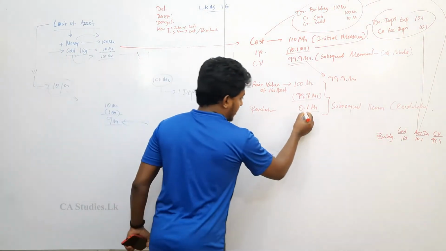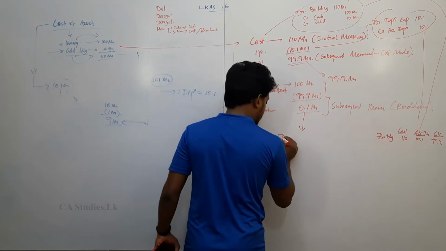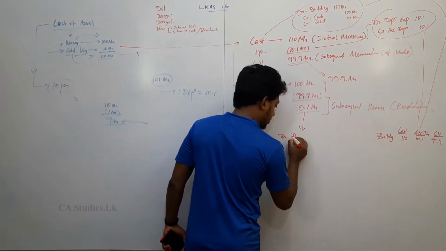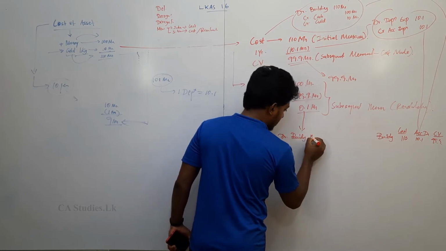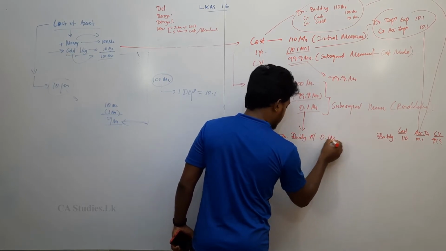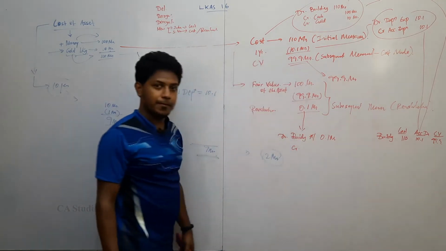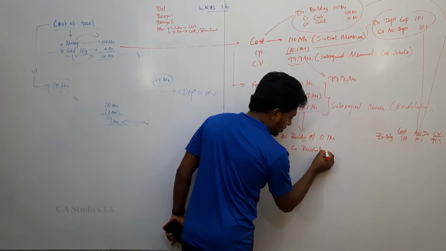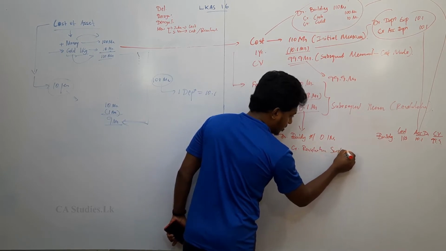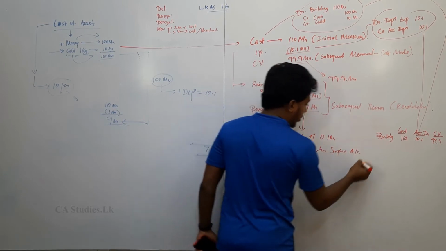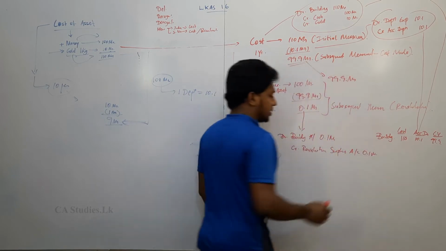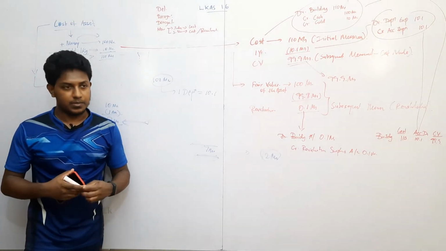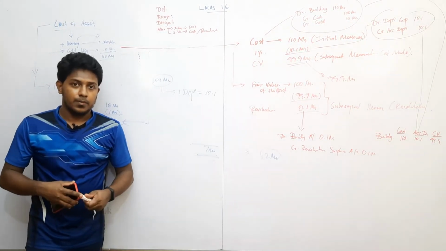Now for this revaluation, we have to pass the double entry. We debit the building account 0.1 million. Credit where? Credit the revaluation surplus account. We open a new account, the revaluation surplus account. This revaluation surplus account is income, deferred income. It has not been earned yet.